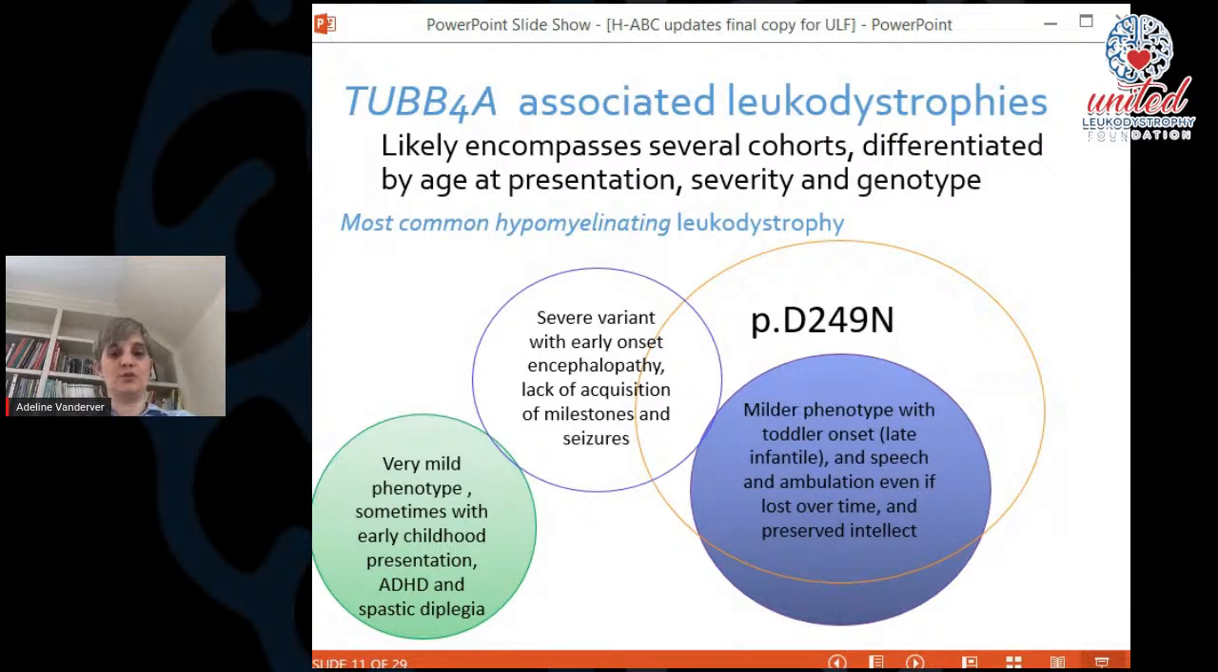The first group, which is in the dark blue, is the group that was initially found to be associated with TUP4A and HABC. Those patients, just as we had noted before, typically have a period of normal development and may gain the ability to walk either with support or by themselves, and then over time have greater and greater difficulties. Those patients are more closely associated with a single recurring mutation that continues to represent about a quarter of the patients, which is the D249N, the canonical mutation associated with HABC.